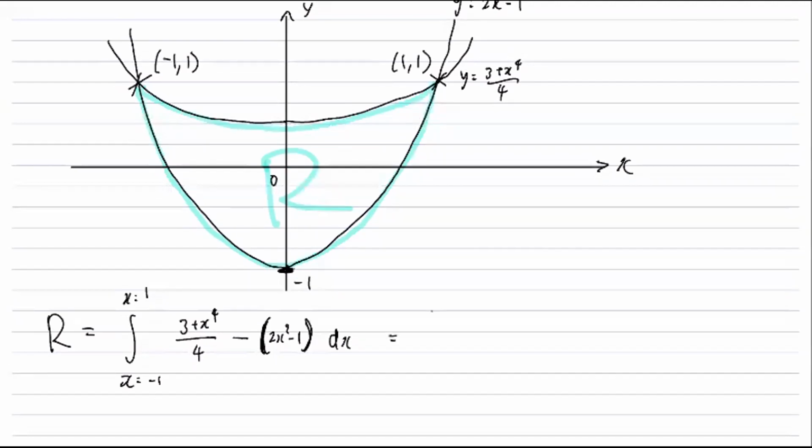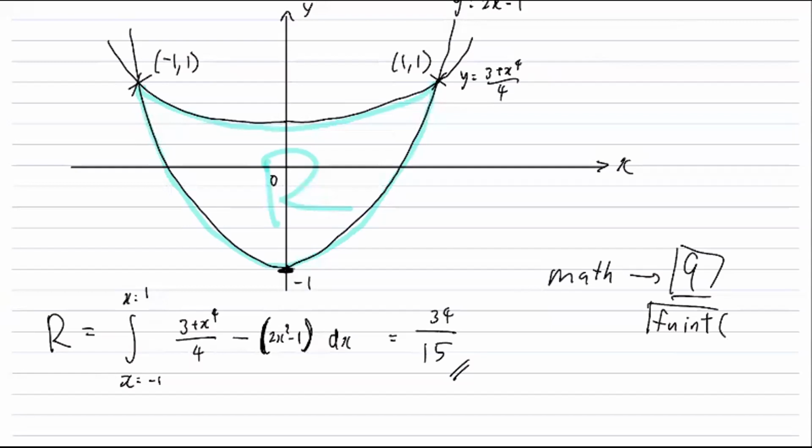Do you know how to type the integral on a GC? Yeah. Math 9, FNINT. Okay, just look out for this. Then you eventually get to 34 over 35 using a GC. All right, good. That's part 1 done.